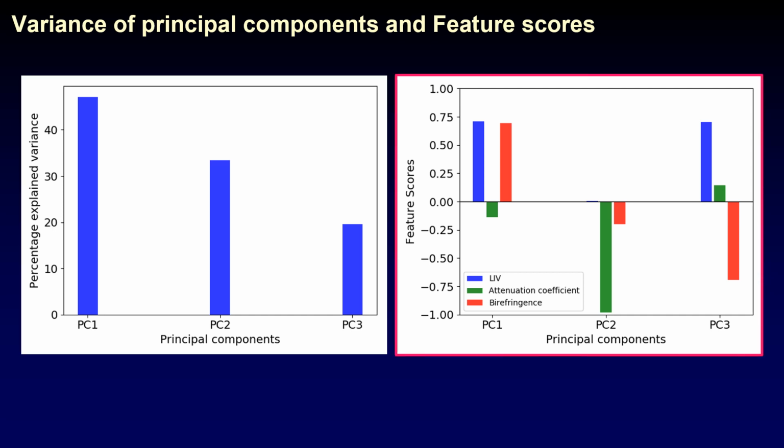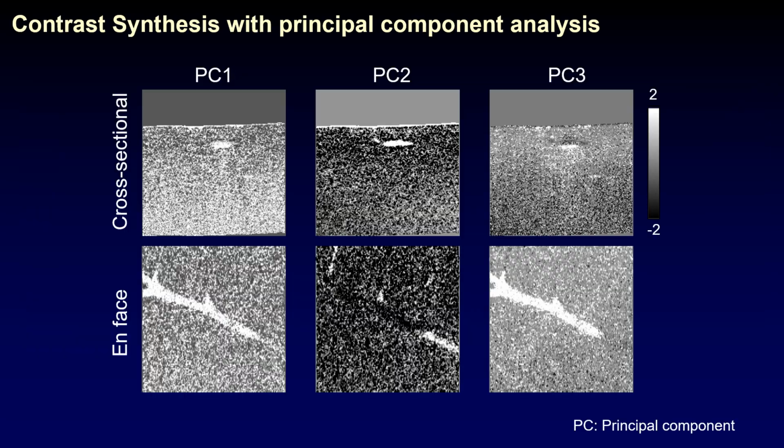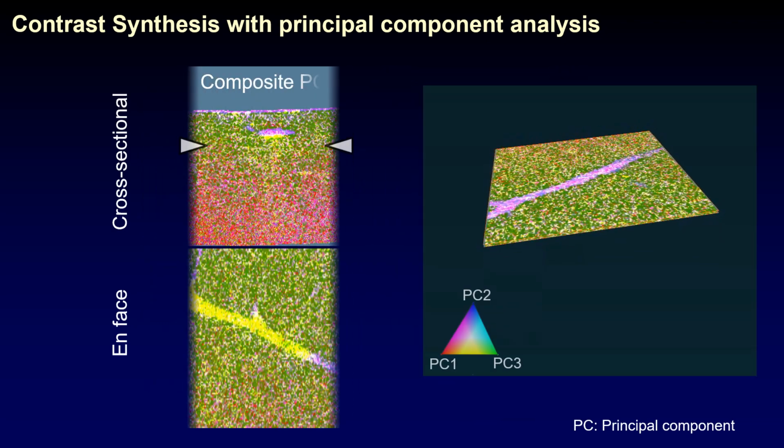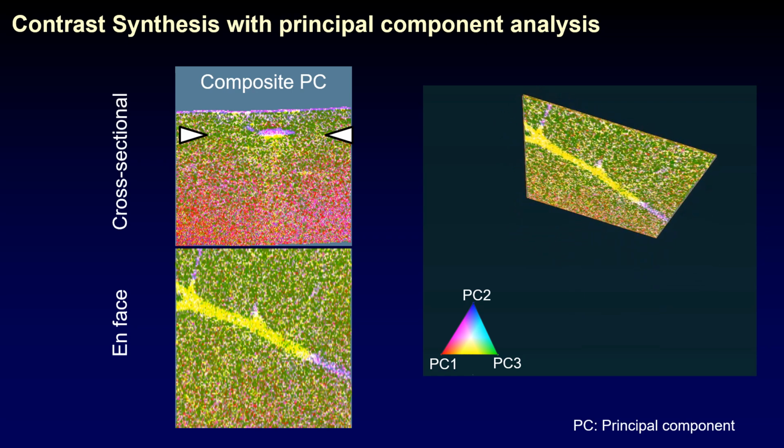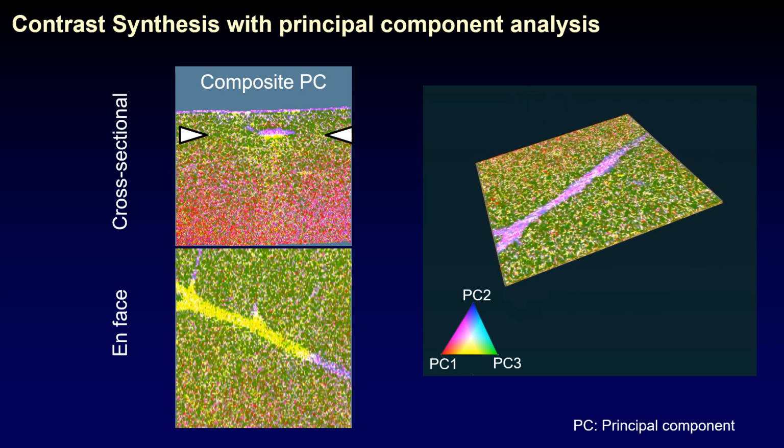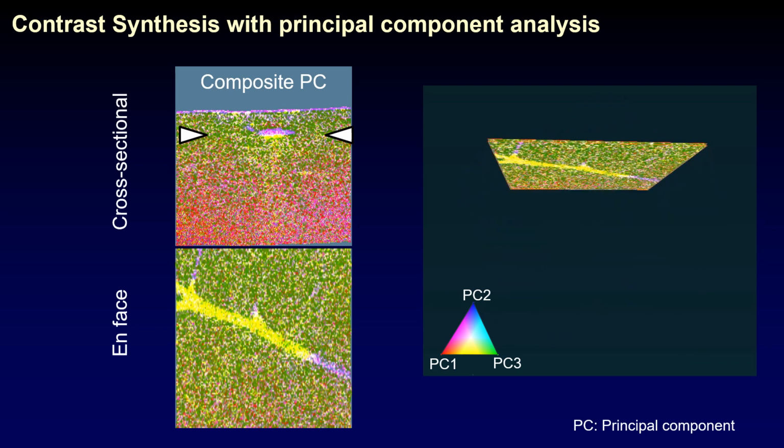The contribution of each feature to the principal component is represented by its feature score. The feature scores of LIV and birefringence are much higher than that of attenuation coefficient for the first principal component, while it is lower in the second principal component. The cross-sectional and en face images of the three principal components of normal mouse liver at the 0-hour time point are shown here. To enable direct visualization of the distribution of the three PCs within the tissue, each PC was assigned to a color channel within an RGB image to generate a final composite image representation.